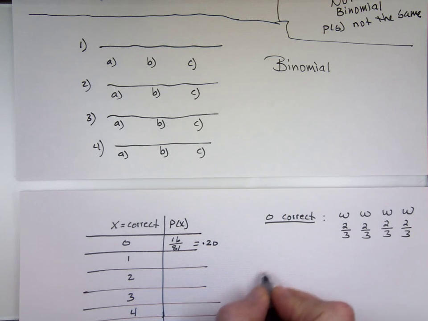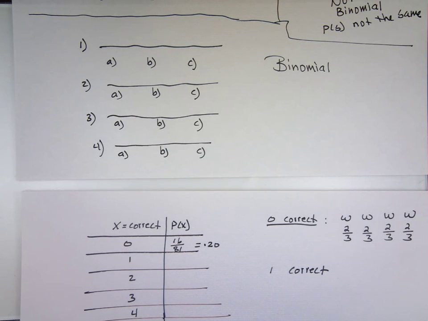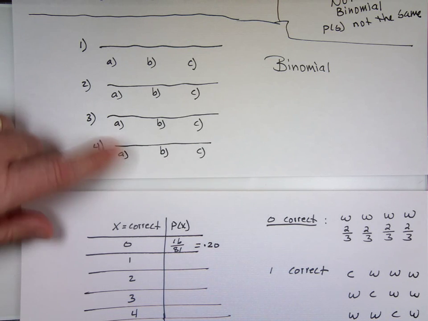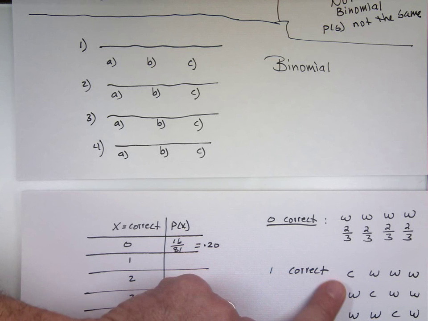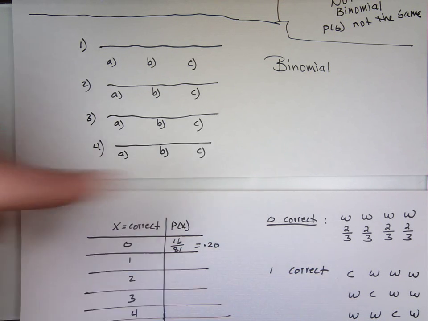1 correct. That means it could be correct, wrong, wrong, wrong, or wrong, correct, wrong, wrong, or wrong, wrong, correct, and wrong. And the last option, the first 3 are wrong and the last one is correct. There are 4 different ways. The good news is, because all these have 3 wrong answers, once you find the answer to one, the others are going to be exactly the same. So let's find the answer to one.